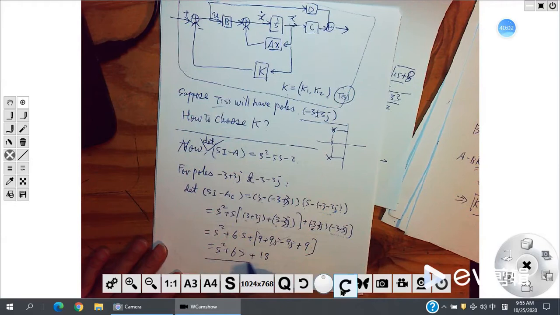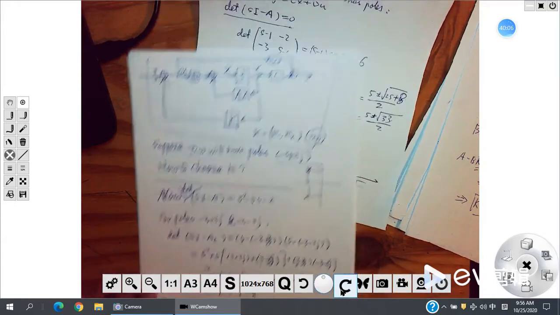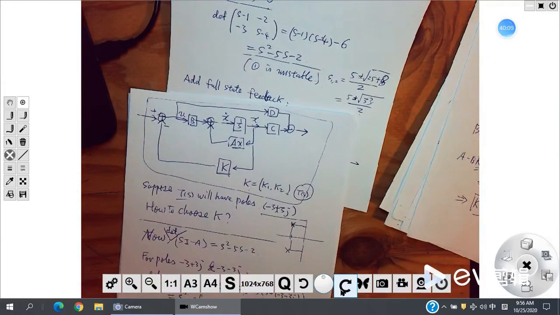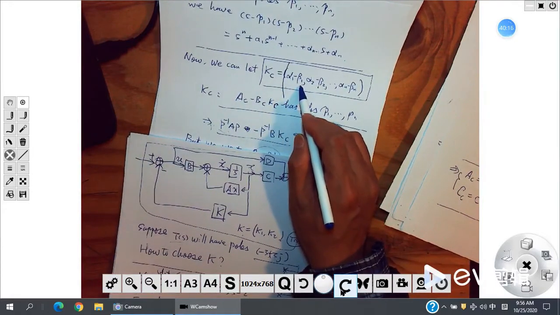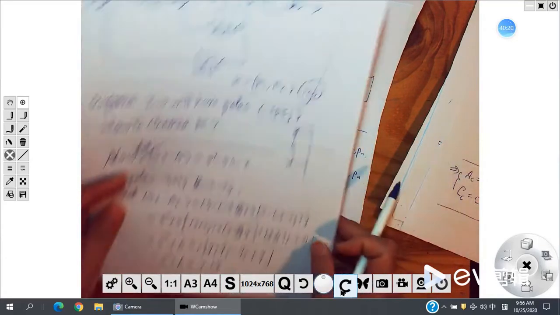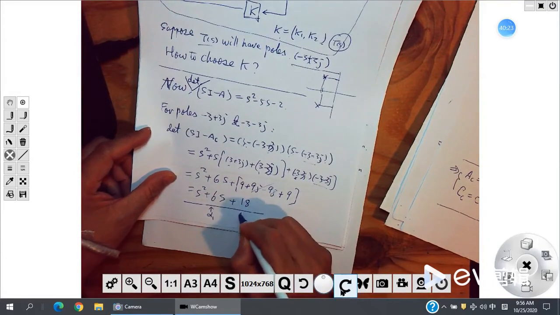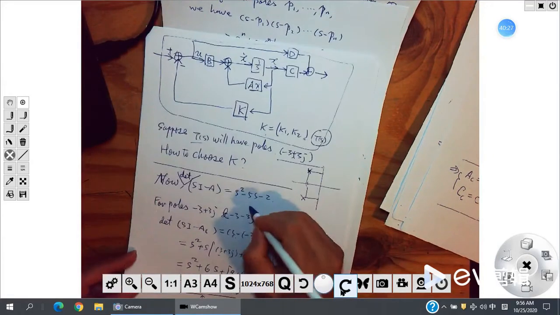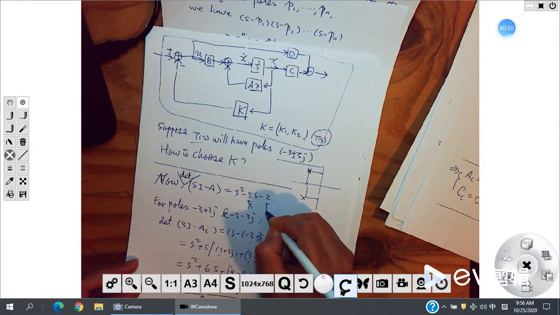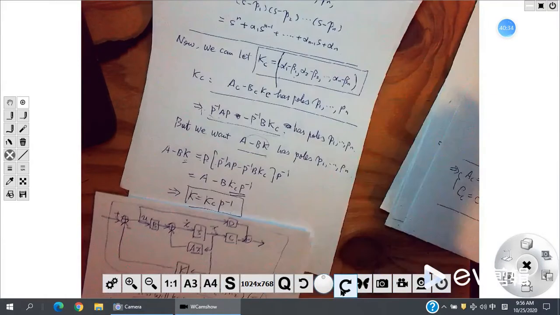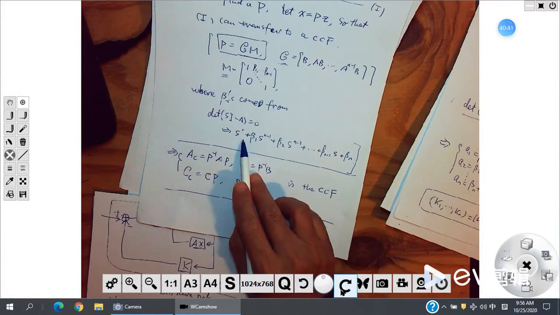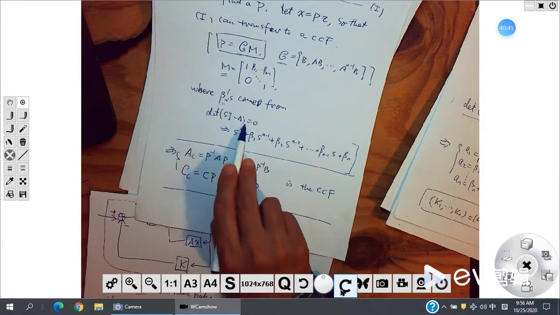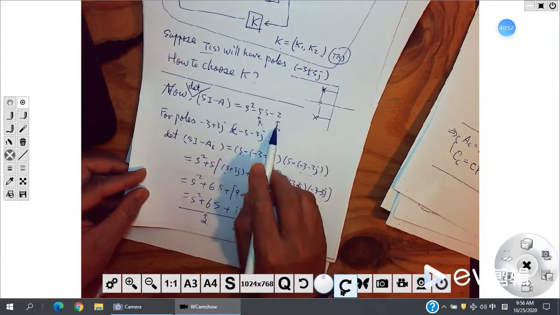So these are the alphas. Remember the formula, we want to find that K. We need Kc. Kc is alpha minus beta, right? Alpha is coming from these poles, so this is alpha 1, alpha 2. And these are beta 1, beta 2. Beta is obtained from the original matrix A. So these are the betas, and these are the alphas.